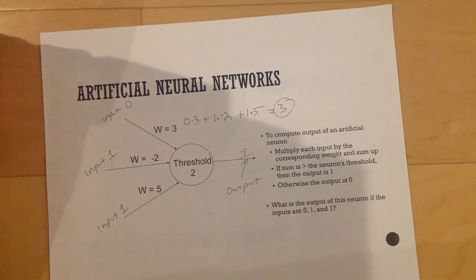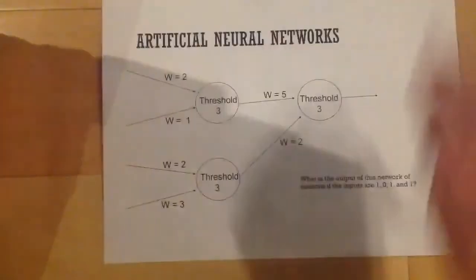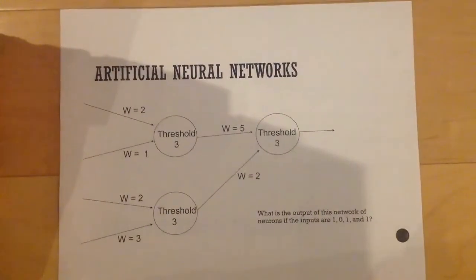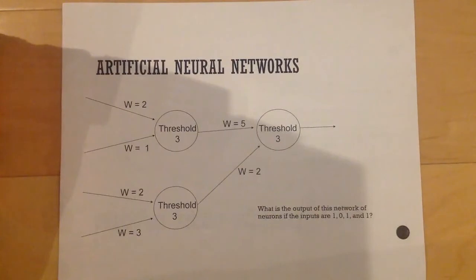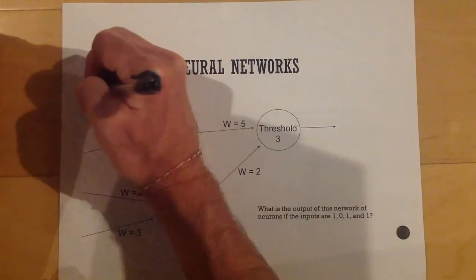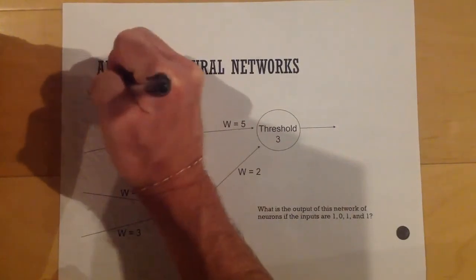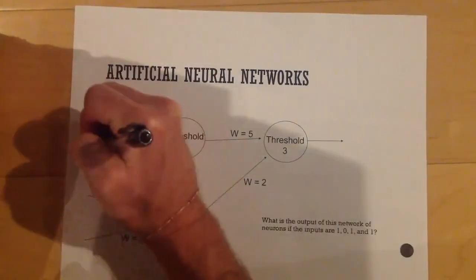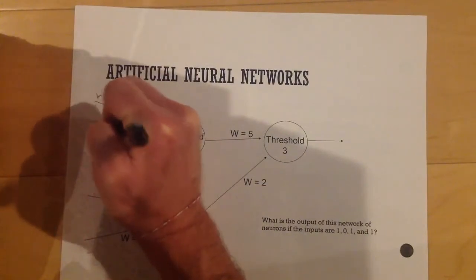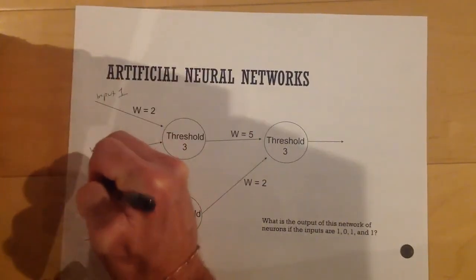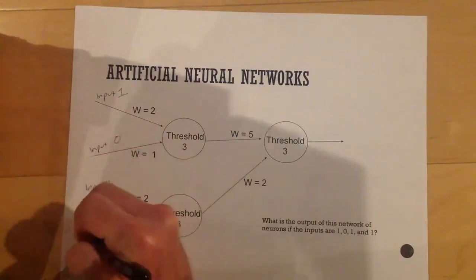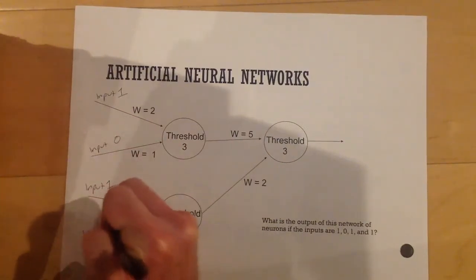All right, so let's look at a longer example so we can make sure that we're clear on this. Here we have several things that are connected. And it says, what is the output of this network of neurons if the inputs are 1, 0, 1, and 1? So what that means is we're going to say this one has an input of 1. This one has an input of 0. And then both of these have inputs of 1.